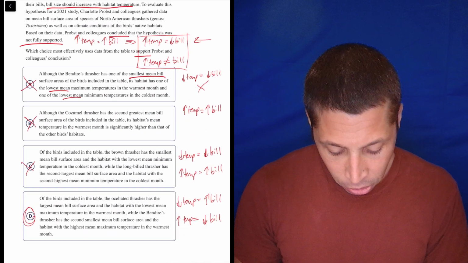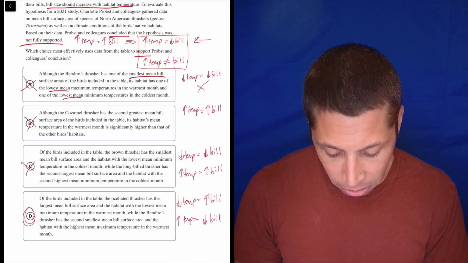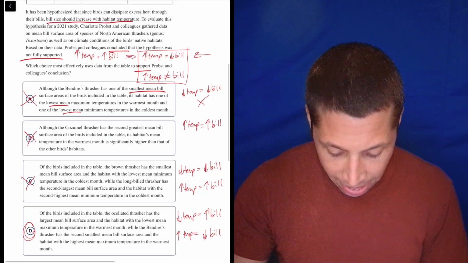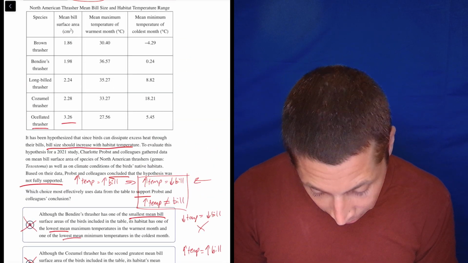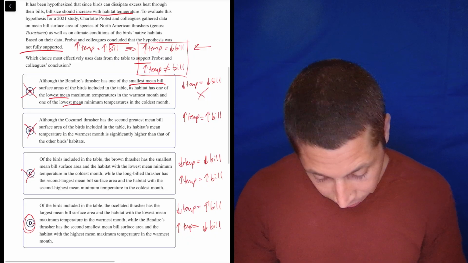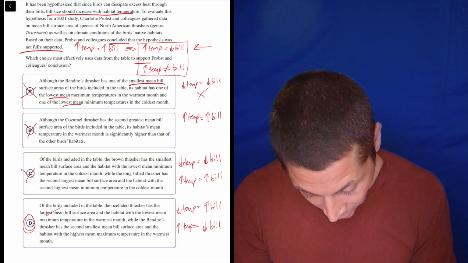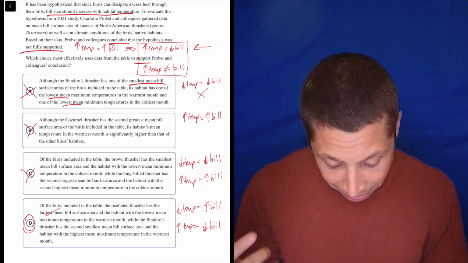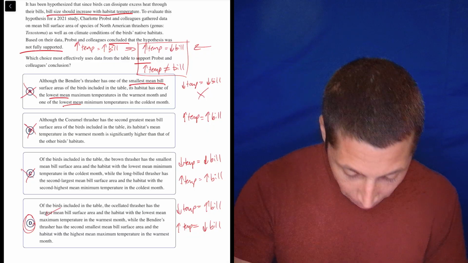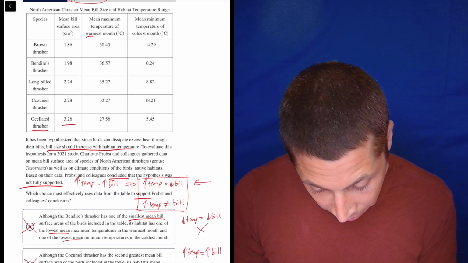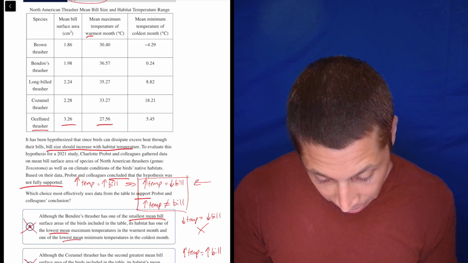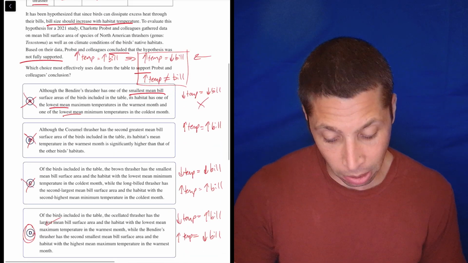Okay. So the ocellated thrasher has the largest mean bill surface area. Is that true? So ocellated thrasher, largest mean bill. Yes. So part one of that, yes. Check. And the habitat with the lowest mean maximum temperature in the warmest month. Okay. So warmest month, okay. The lowest mean maximum temperature. Yes, 27 is lower than all the other numbers.